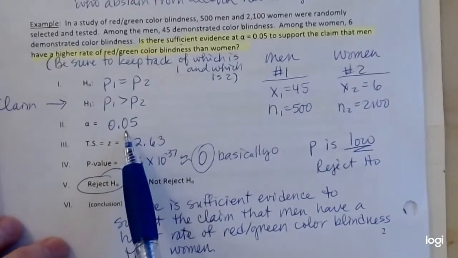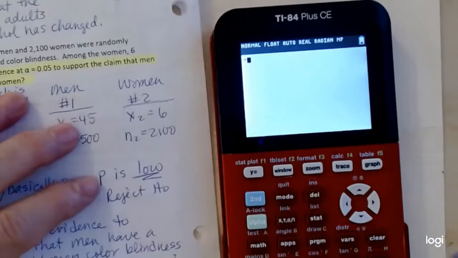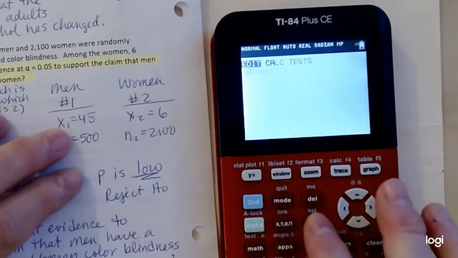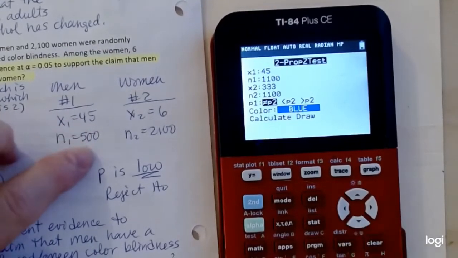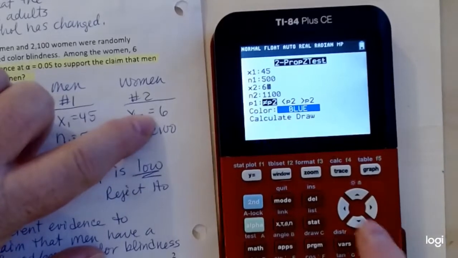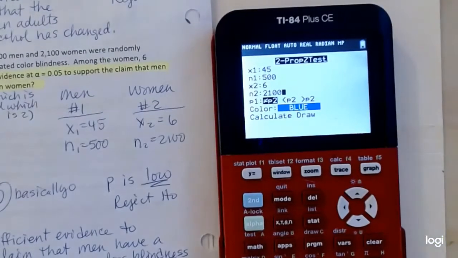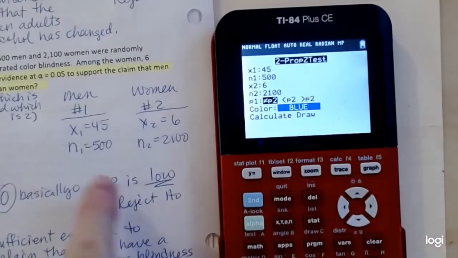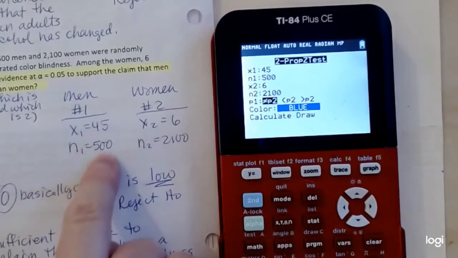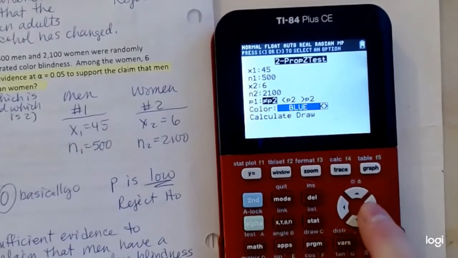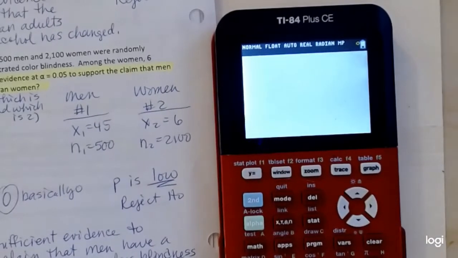So our alpha is 0.05, as it said in the problem. Our test statistic we're going to get from the calculator, and again, we have all of these things to put in, so we're going to do the same test we just did. Stat, test, 6, and x1 is 45 out of 500, x2 is 6 out of 2,100. You can kind of see where this is headed. And we're looking for greater, because we're looking for P1 to be greater than P2. And again, we're not looking at raw numbers, we're looking at the proportion formed by these two numbers. So we go down here, and this is a right tail test. And then we're going to calculate that.